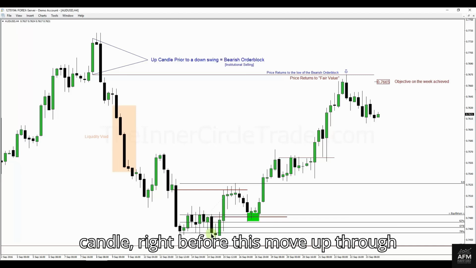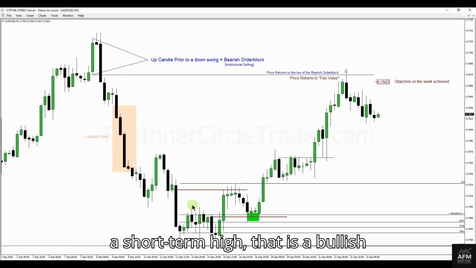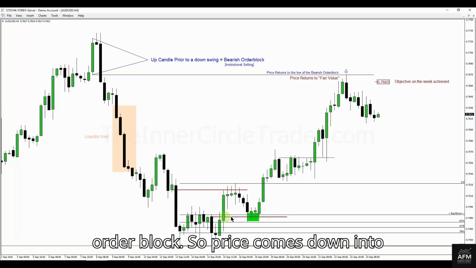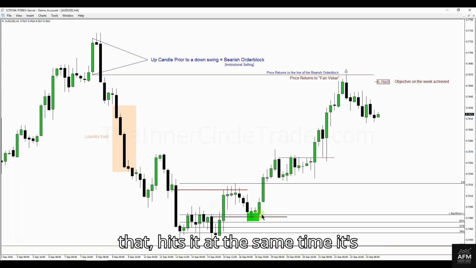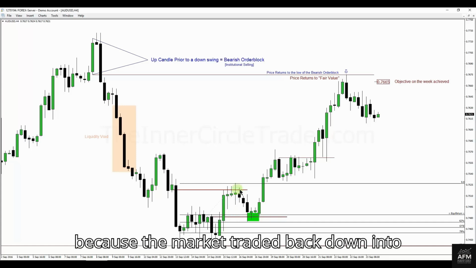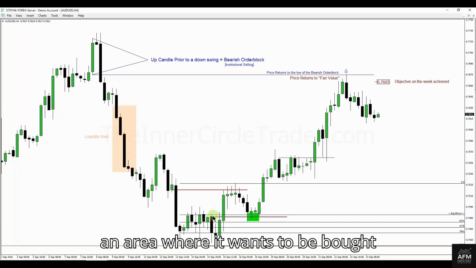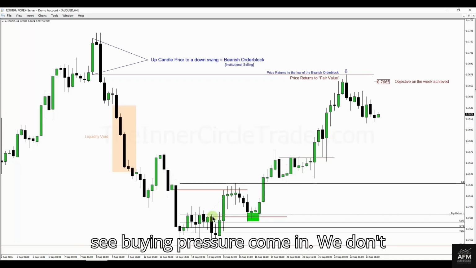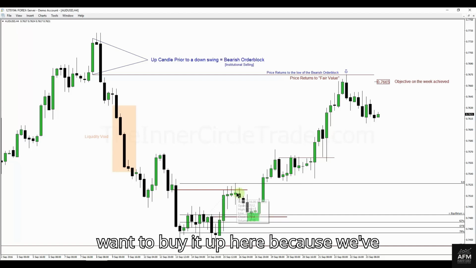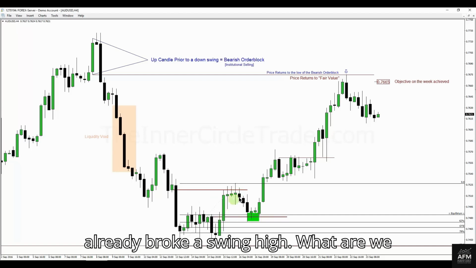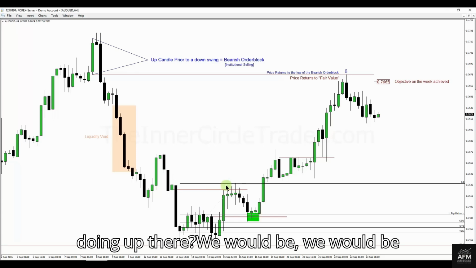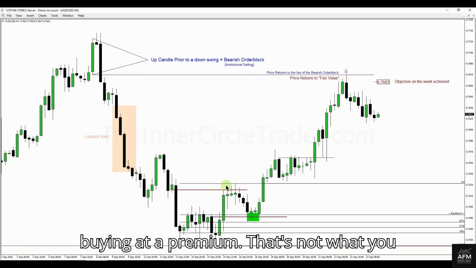The down candle right before this move up through a short-term high, that is a bullish order block. So price comes down into that, hits it. At the same time, it's hitting at equilibrium, and it's deemed fair value. It's fair value because the market traded back down into an area where it wants to be bought again and where it should be expected to see buying pressure come in. We don't want to buy it up here because we've already broken a swing high. What are we doing up there? We would be buying at a premium. That's not what you want to do.